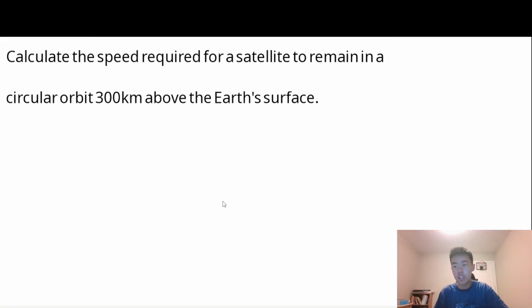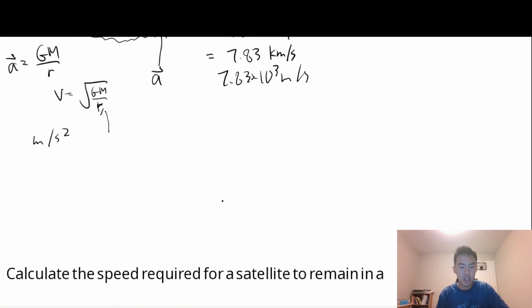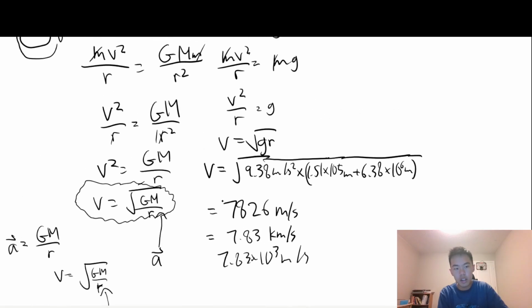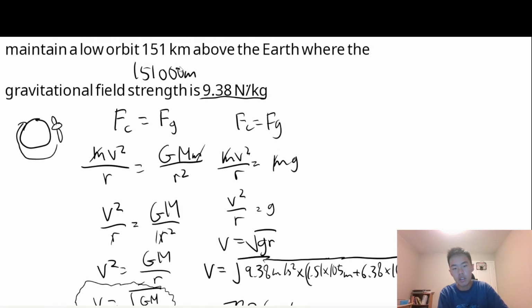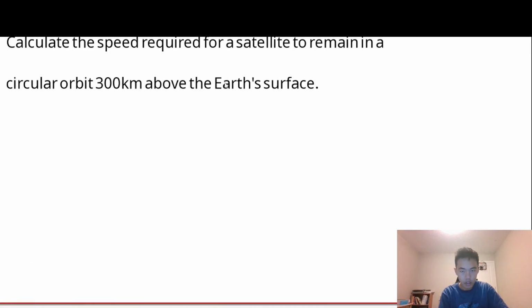So now we can use this, because this formula here we're calculating the actual gravitational field strength. In the previous question, we already had it, so we didn't need to do that, but now we do have to do that. So what was that formula? V equals root GM over r. Nice.